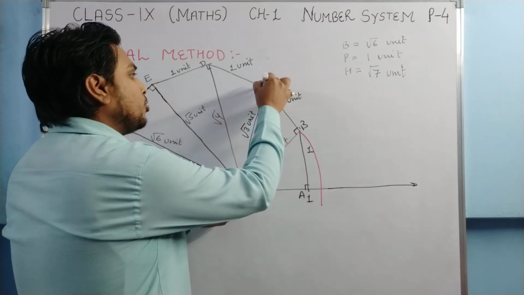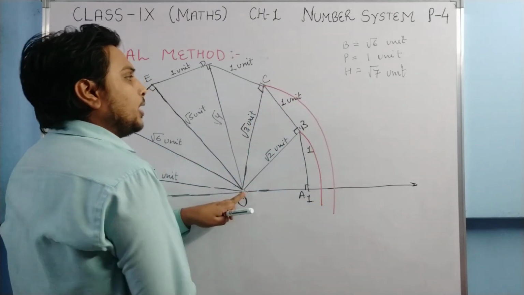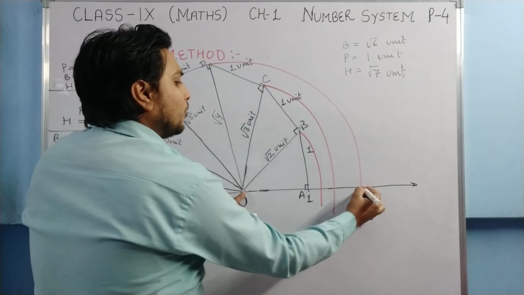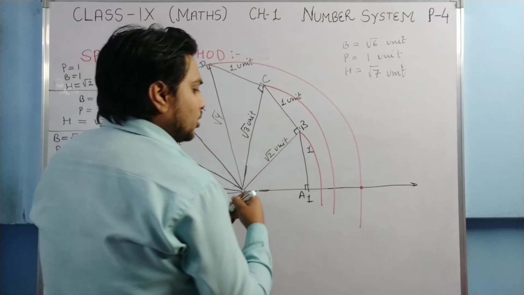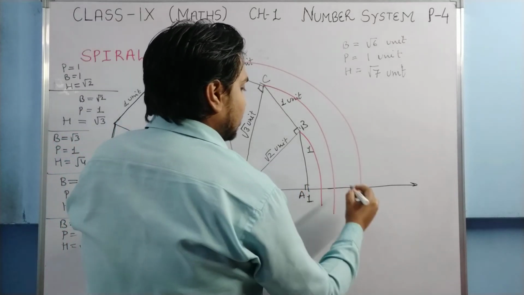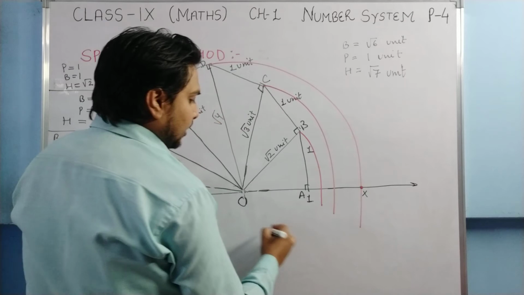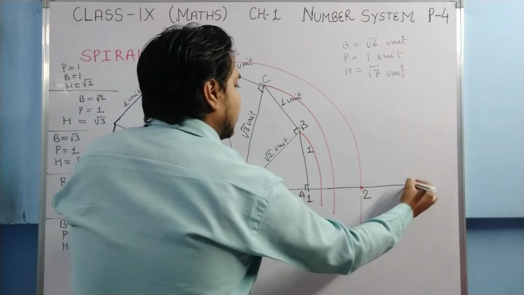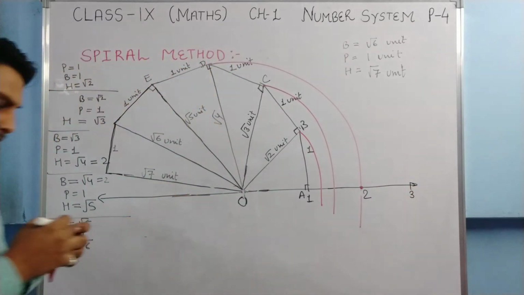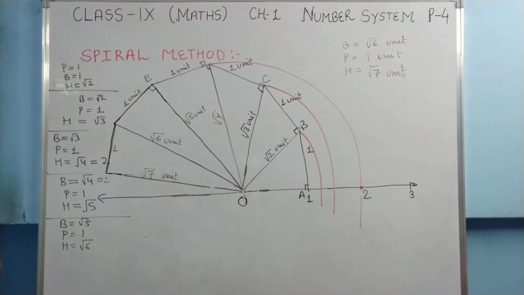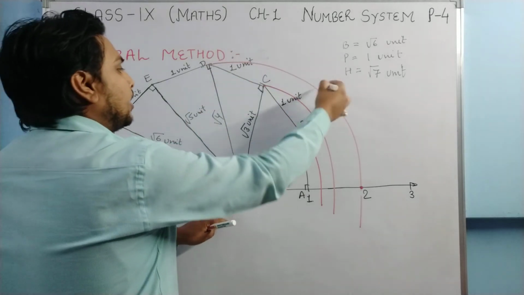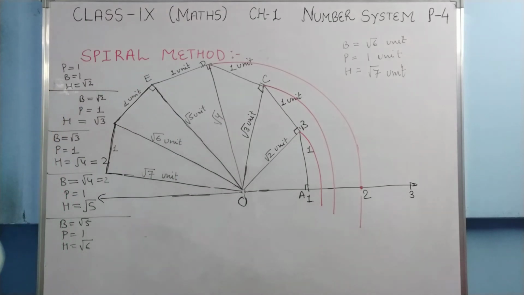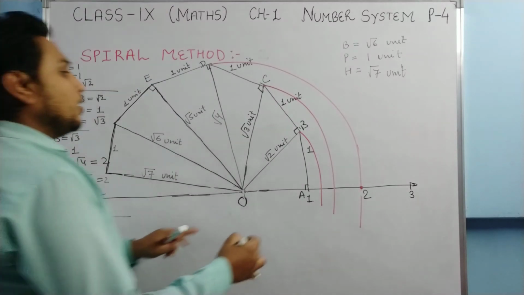If we have to show under root 3 on the number line, then we will cut an arc. If we have to show under root 4 on the number line, which will be equal to what? Under root 4 means what? 2. Suppose this point is x. So this A is 1, this point will be your 2, and then it is 3. So under root 4 is 2. That is why, when we cut the arc taking OD as radius, this arc will pass through point O.